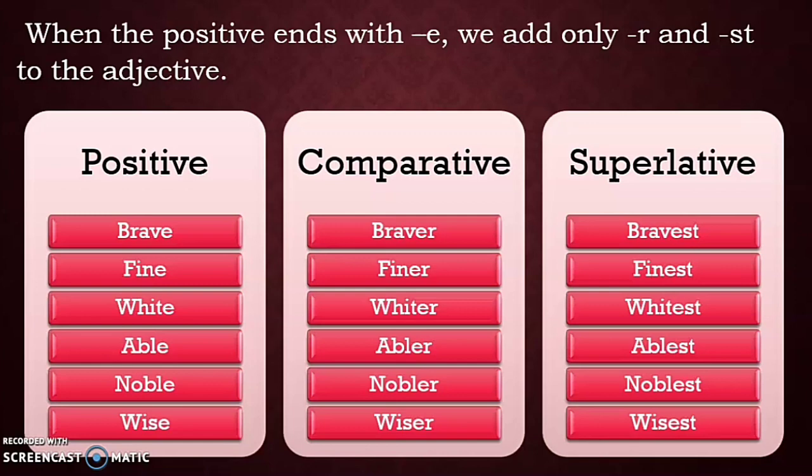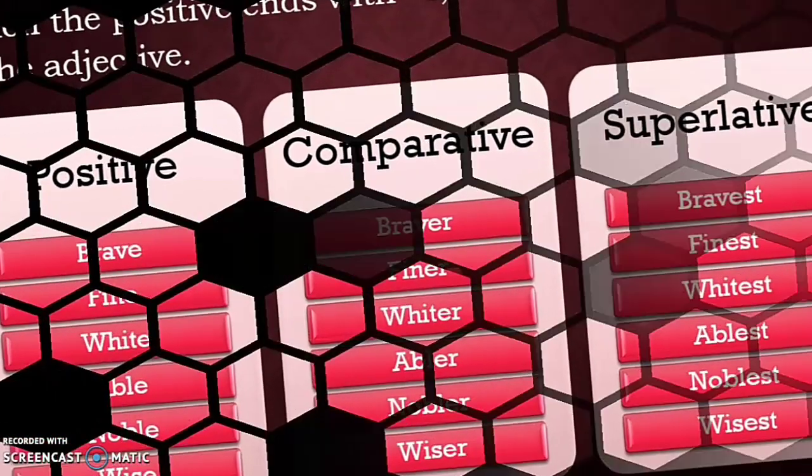Here the last letter of brave is E. So in comparative only R is added and in superlative only ST is added. So similarly, fine, finer, finest, white, whiter, whitest, able, abler, ablest, noble, nobler, noblest, wise, wiser, wisest.